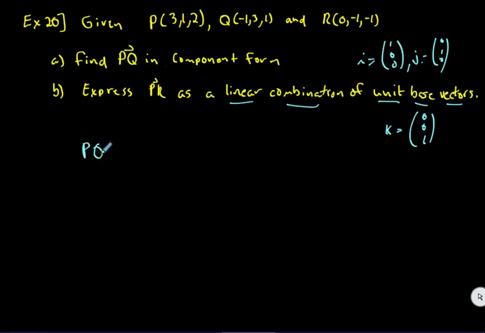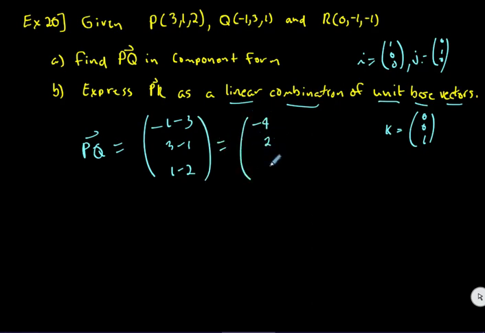So PQ in component form is going to be negative 1 minus 3, 3 minus 1, 1 minus 2. So that's going to be negative 4, 2, and 1. So that's that first one, right? And that should be negative 1, my bad. 1 minus 2 is negative 1.